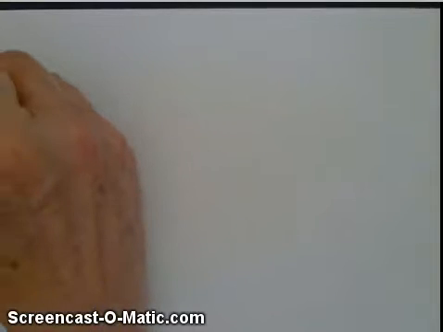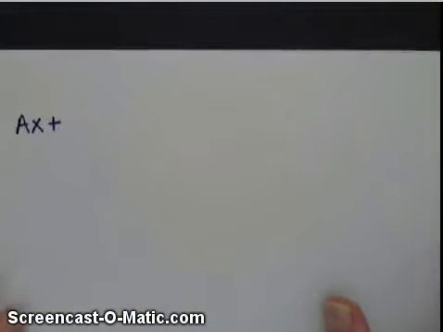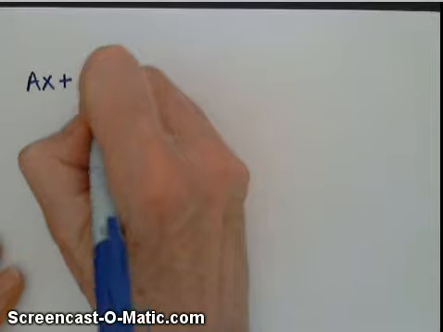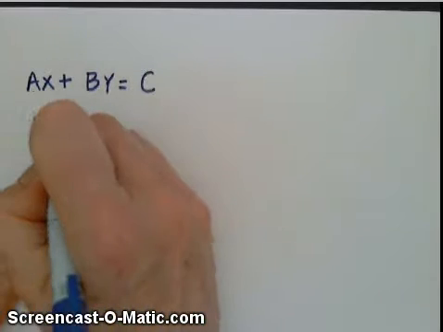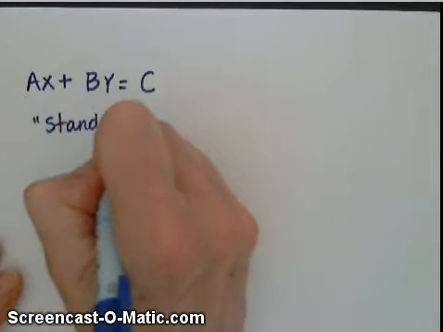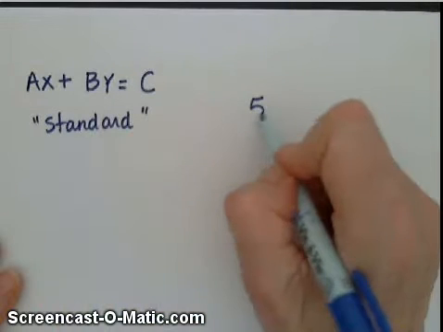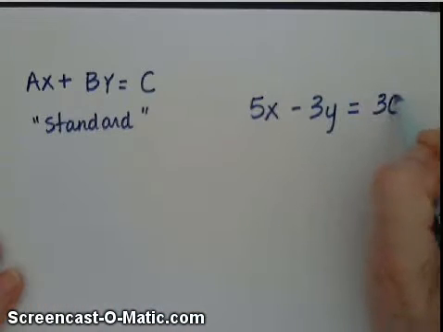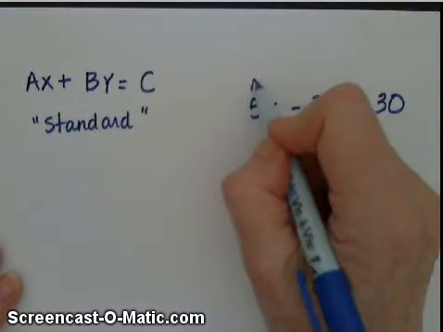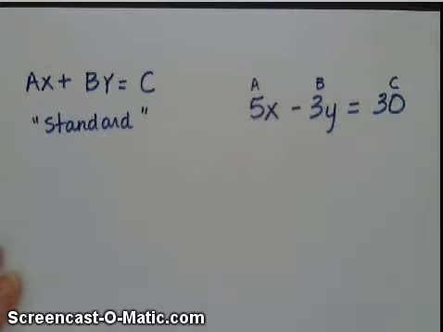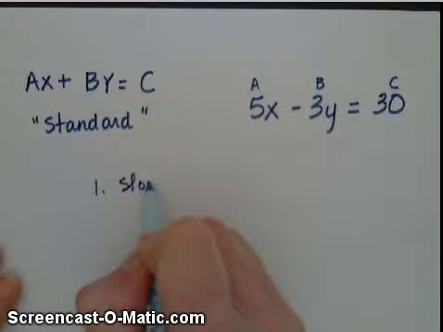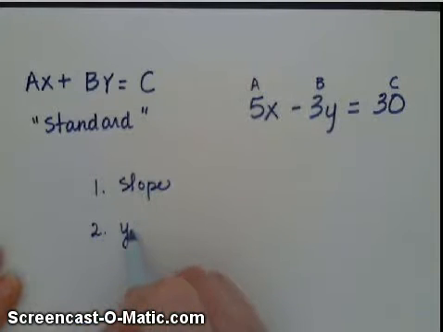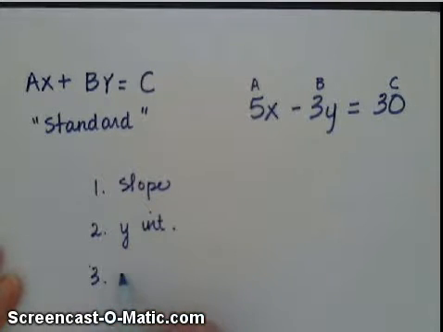Suppose the equation came to you in this form: ax plus by equals c. This is called standard form. And an example of an equation in standard form would be 5x minus 3y is equal to 30. Now, this is A, this is B, this is C. And again, let's list those four things we want to be able to find: the slope, the y-intercept, the x-intercept, and perhaps for some reason we might need an alternate form.